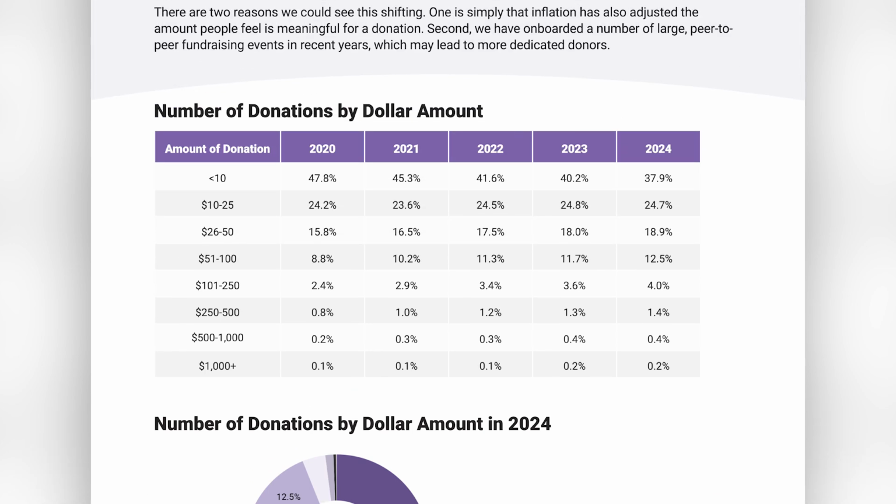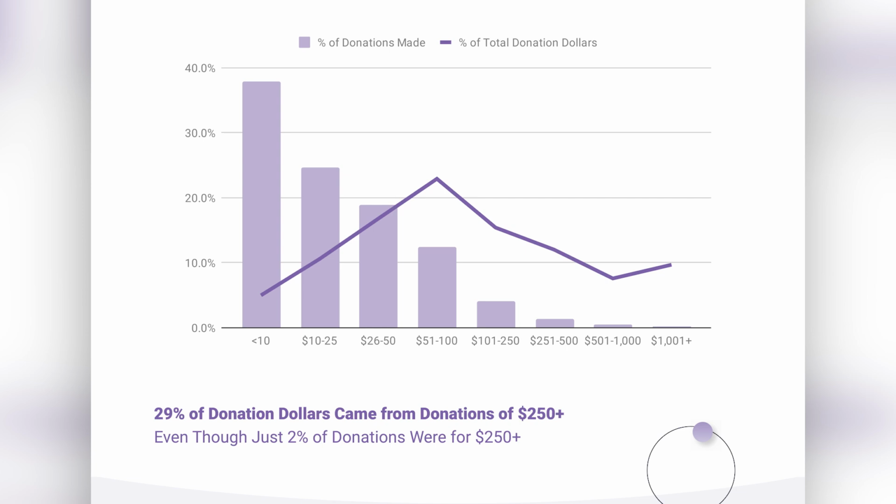On the flip side, not a lot of people give a lot of money. Just about 2% of people donate more than $250. But because those are big donations, they have a really outsized impact. And so about 29% of donation dollars come from those bigger donations of more than $250.